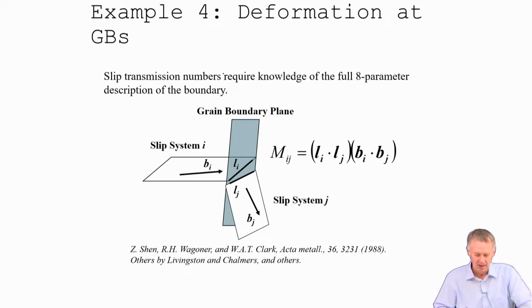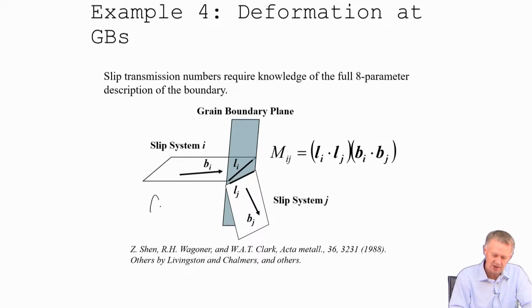All right, what if we're worried about deformation? Now you have to think about slip transfer. So you have a slip, a Burgers vector b_i on a given slip system i in grain A, and it's going off into a slip system b_j in grain B over here. So that's grain A. This is the boundary. This is grain B.